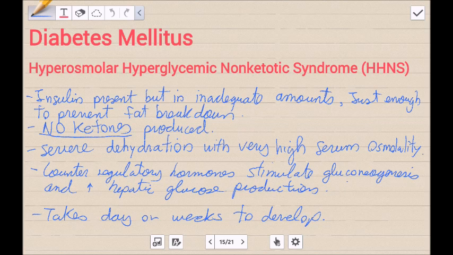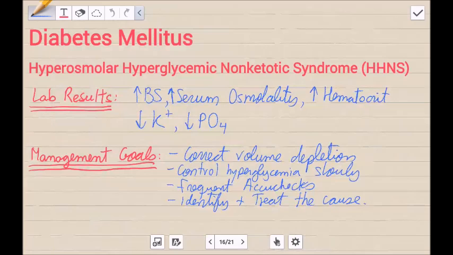The counter-regulatory hormones stimulate gluconeogenesis, like we said, and it usually takes a day or up to a week to develop. Some of the lab values include very high blood sugars, very high serum osmolality, and increased hematocrit, because the patient is so dehydrated that they are hemoconcentrated, so it will show an increase in hematocrit levels. And because the patient is trying to diurese, it will show a decrease in potassium, phosphate, and other electrolyte imbalances.